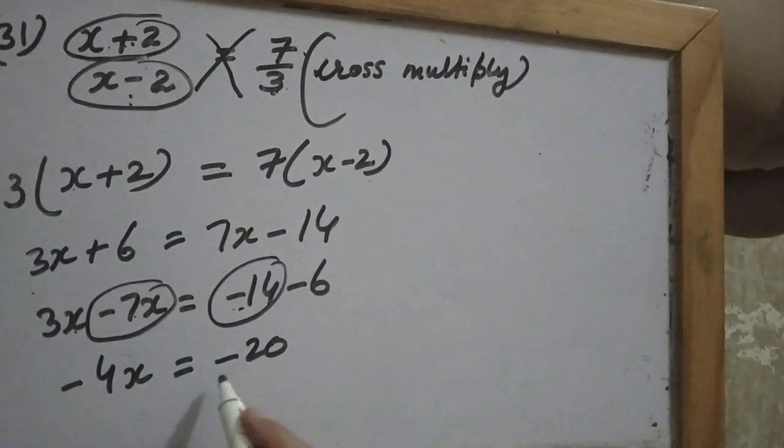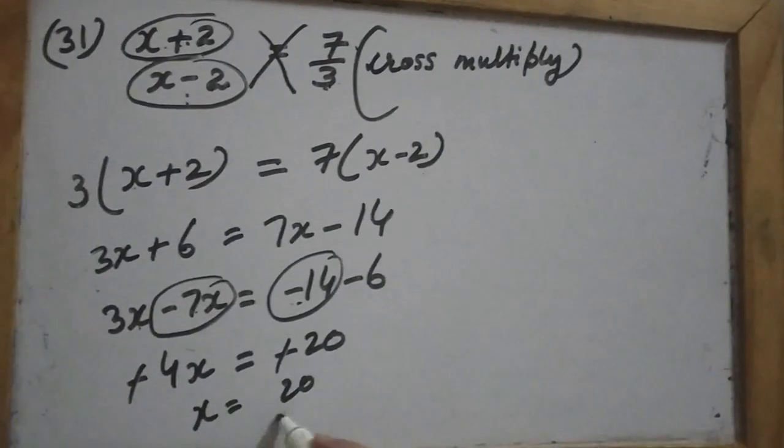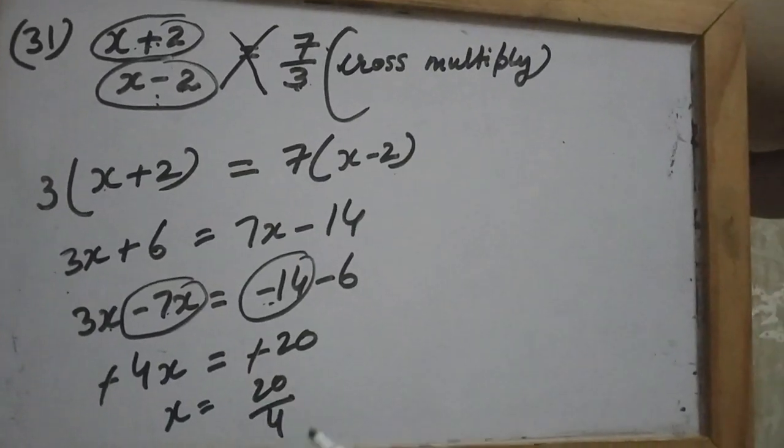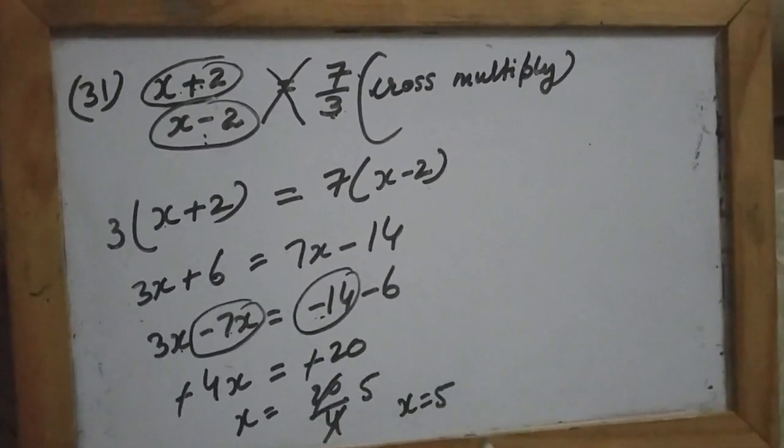So when we have negative on both sides, it gets cancelled, and x is equal to 20 upon 4. Here it is multiply, here it will become divide. 4 5s are 20, so x is equal to 5.